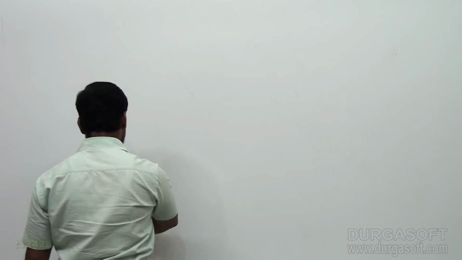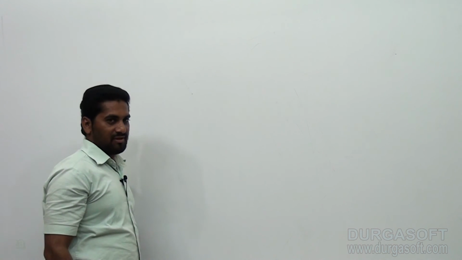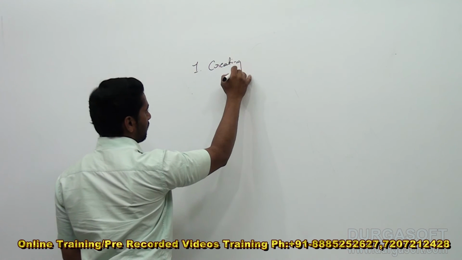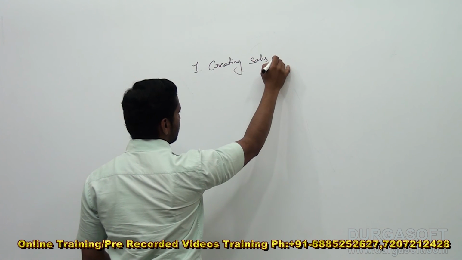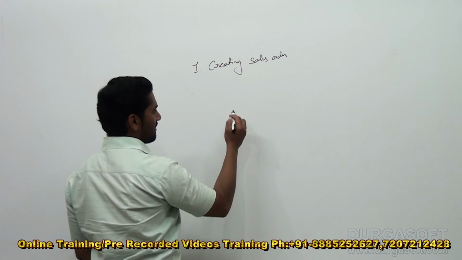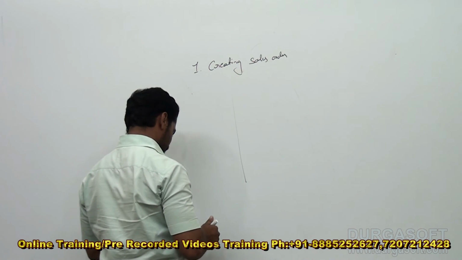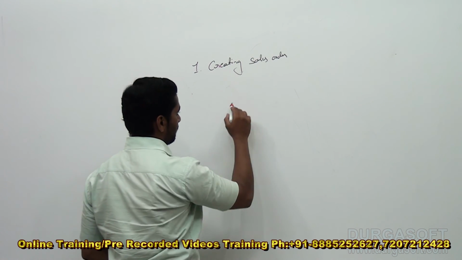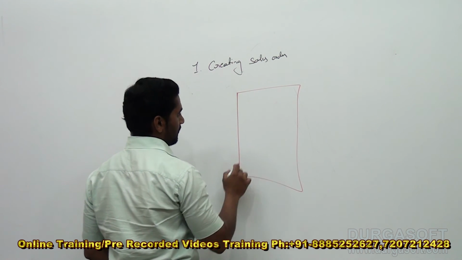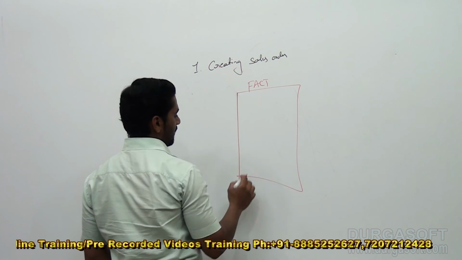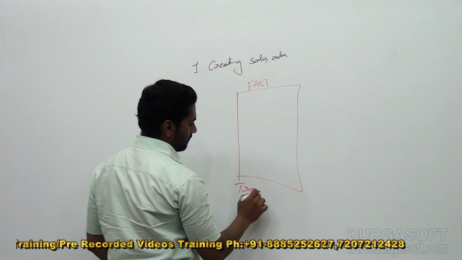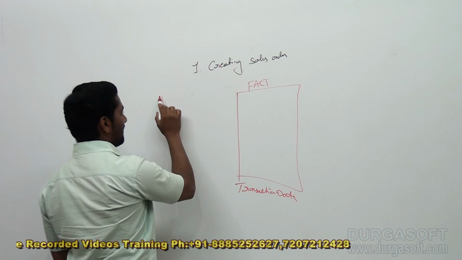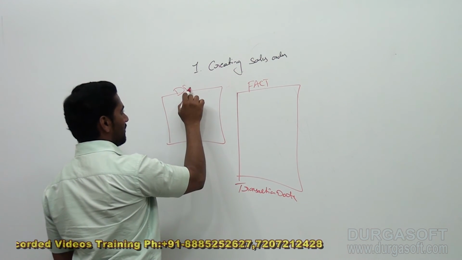So whenever you do any sales organization, the basic thing is first we need to create a sales order. So creating a sales order here. How will the sales order look? Suppose I have a schema, this is my fact table, which stores all the transaction data, which may have multiple dimensions.